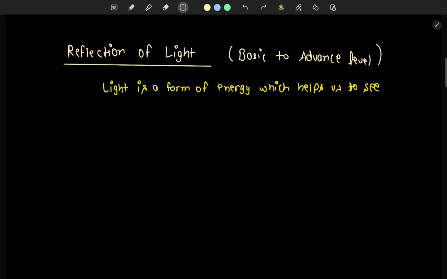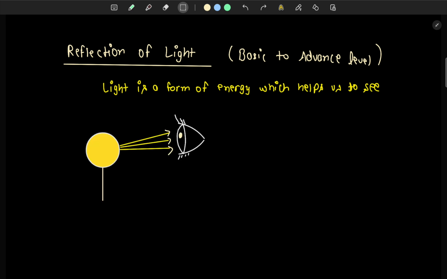Now let us discuss a little bit about the process, that how do we actually see. Okay, so suppose this is a lamp. The lamp emits some rays, and these are the light rays that when they enter the eyes, we are able to see the lamp. Okay, so this lamp is a luminous object. What type of object is this? Luminous, because it has its own light.